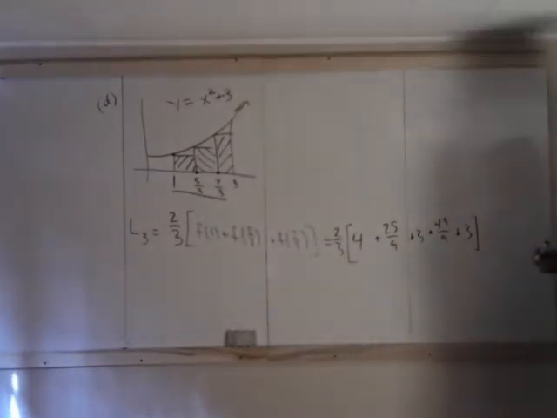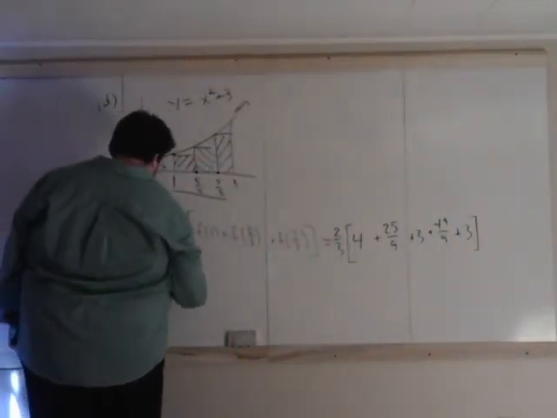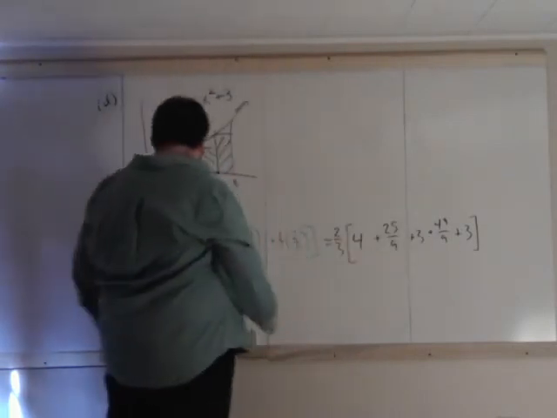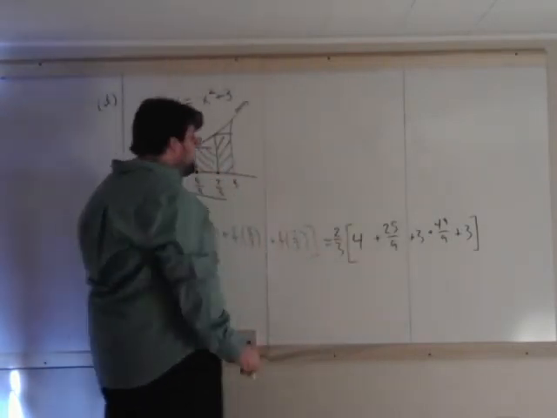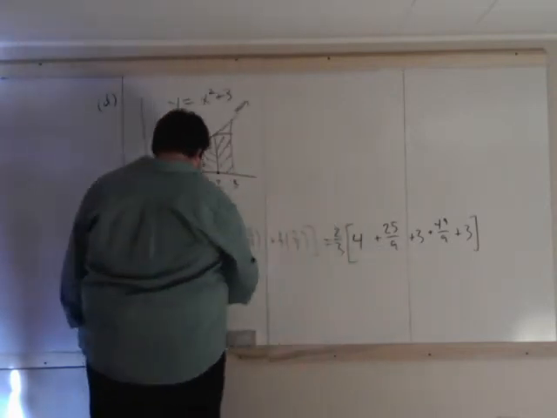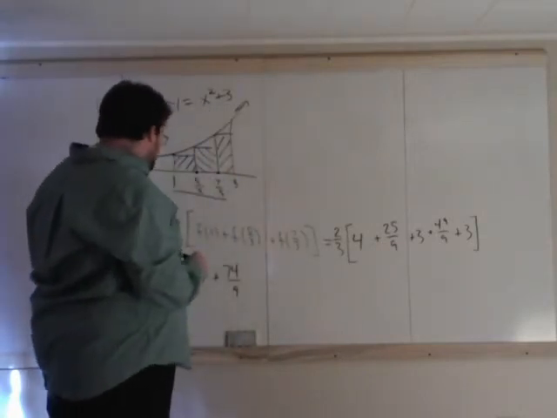Well, now we just have to add these numbers up. So it equals 2/3. 4, 3, and 3 make 10. 25 and 49 make what? 74/9. 25 and 49, yeah, 74/9.